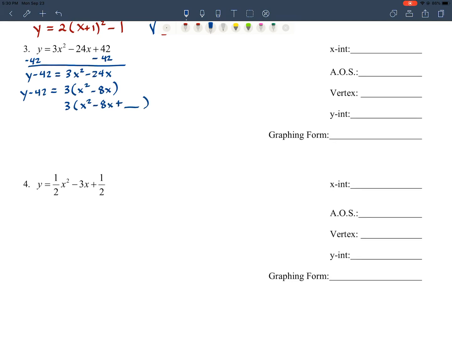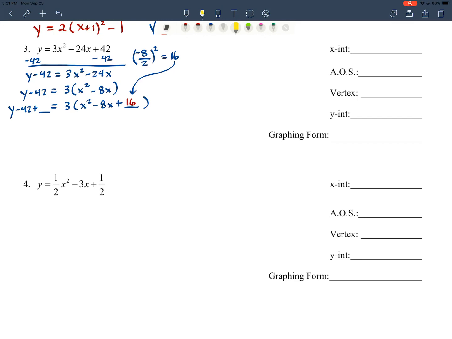Now we're completing the square. So let's set our equation up to get our missing value here. With this one, I'm going to use just that shortcut, where we take half of negative 8 and then square it. So half of negative 8 is negative 4, squared is 16. That is that missing value here. So we're adding 16 here.